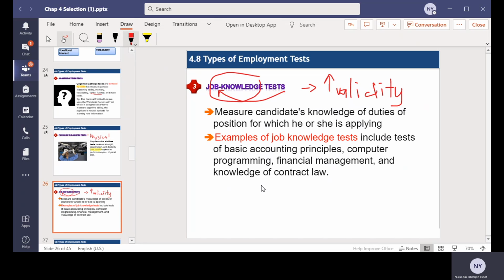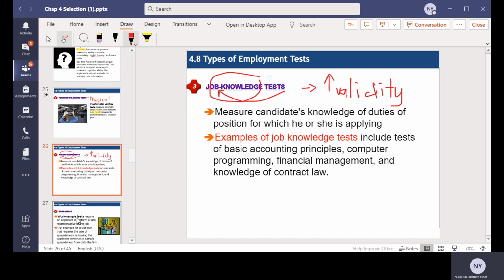Like me, when I first joined Sunway, Mr. Gobi hired me to teach human resource and organizational behavior, more on management subjects. So they also conducted tests. They tested me on mock teaching. They asked me to teach a management subject. They gave me a test, but the test is related to my field. They cannot assign me, can you teach accounts or can you teach an IT subject? No. So the job knowledge test is based on the jobs that candidates apply for.